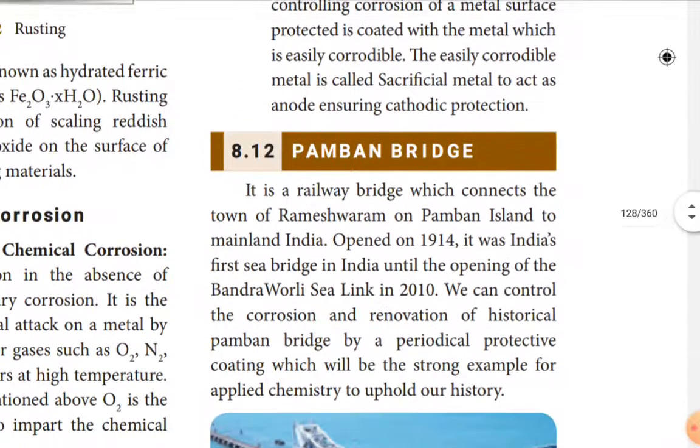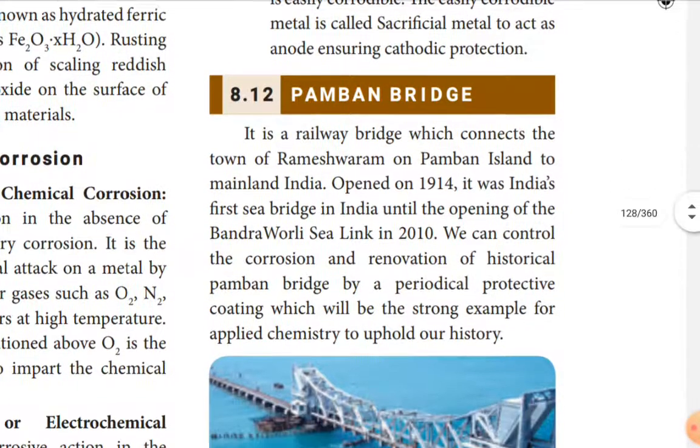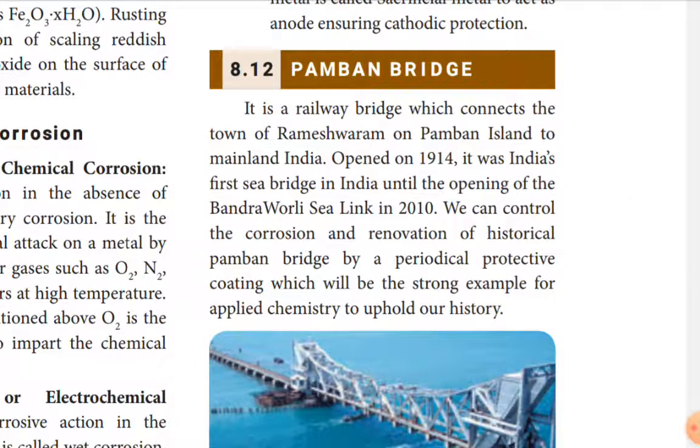Then one example is given here. See in our India, the Pamban Bridge. It is a railway bridge which connects the town of Rameswaram on Pamban Island to mainland India. It was opened in 1914. It was India's first sea bridge until the opening of the Bandra-Worli Sea Link in 2010. So we can control the corrosion and renovation of the historical Pamban Bridge by a periodical protective coating, which will be a strong example of applied chemistry to uphold our history.